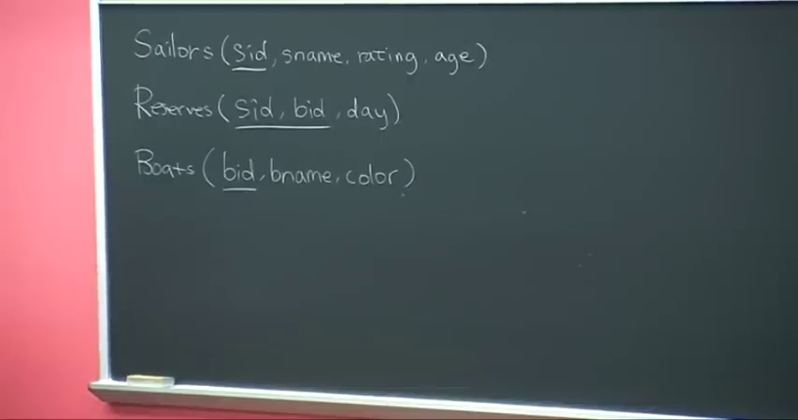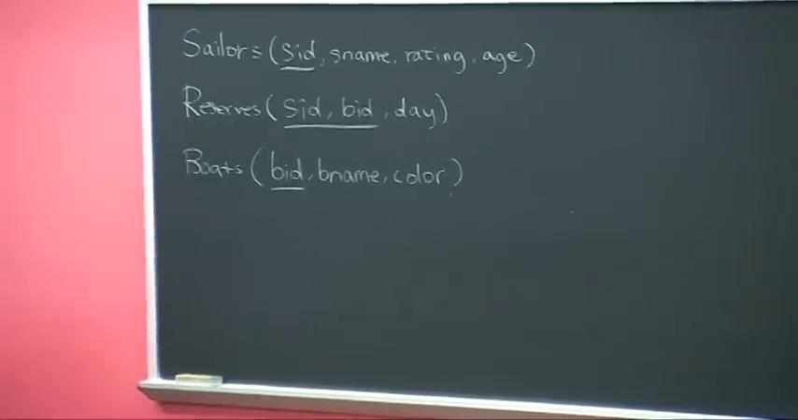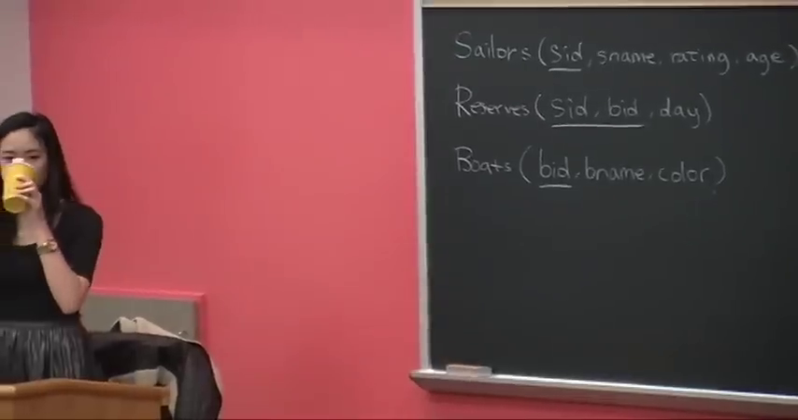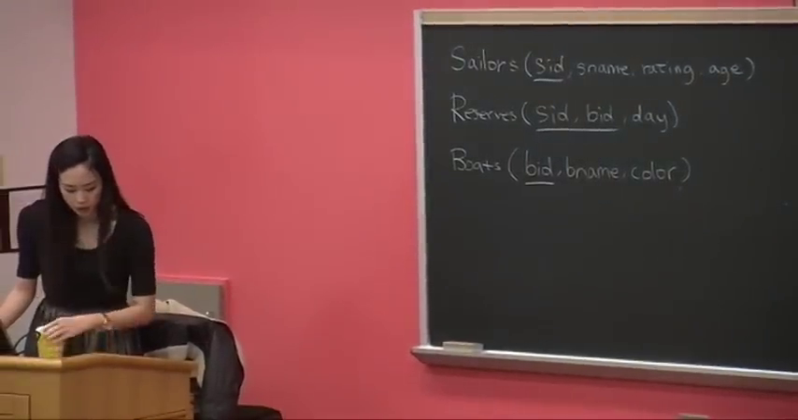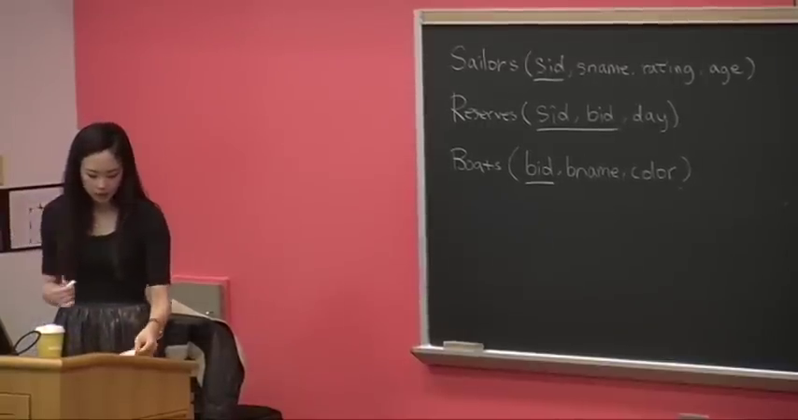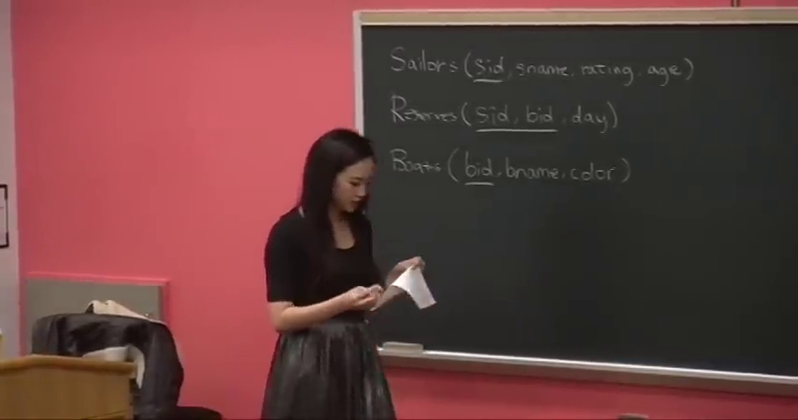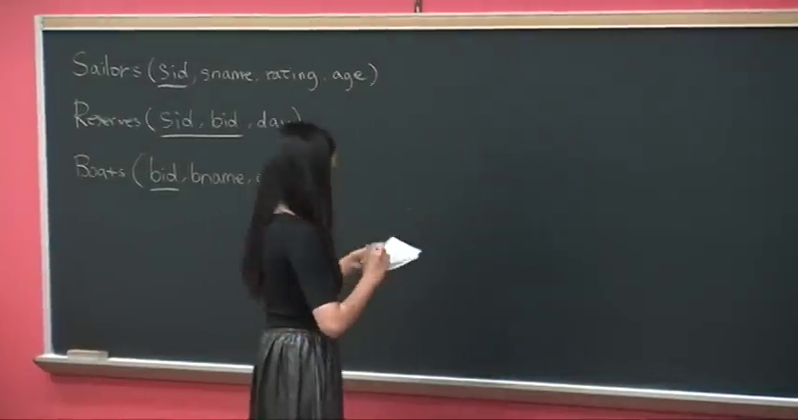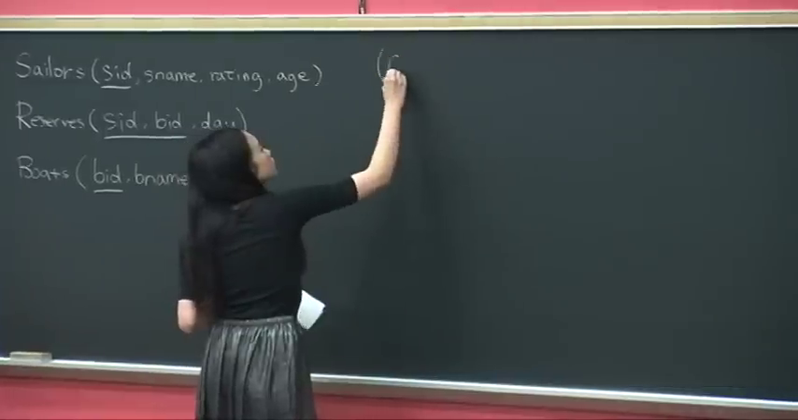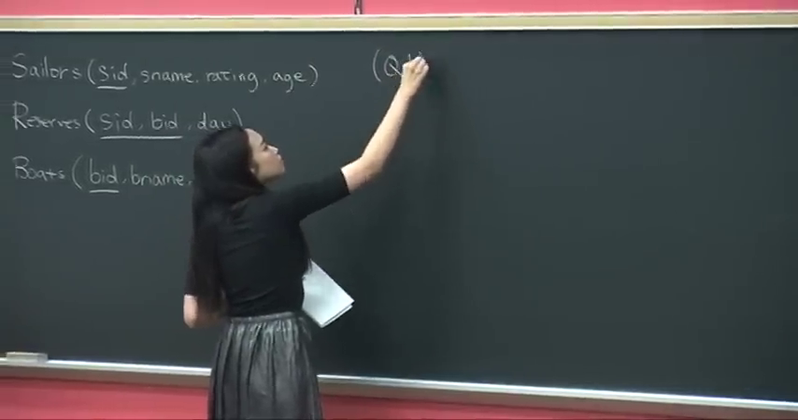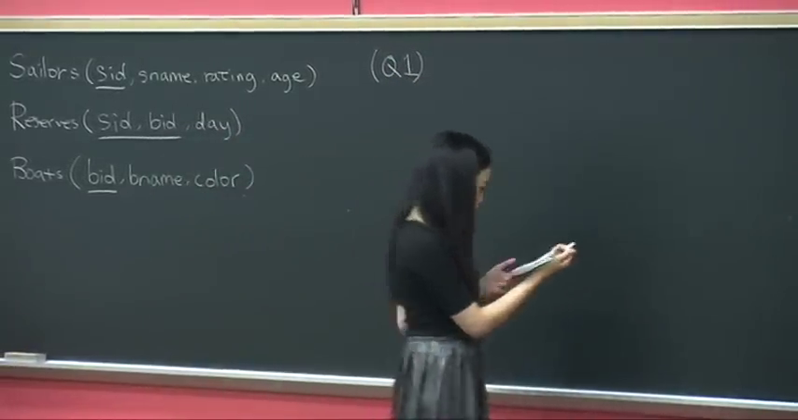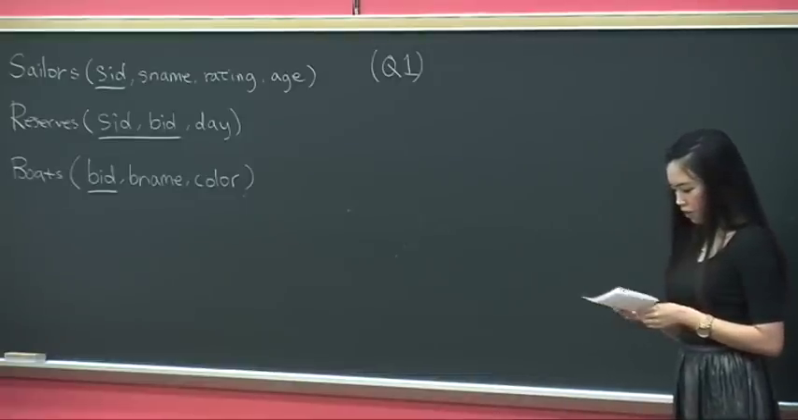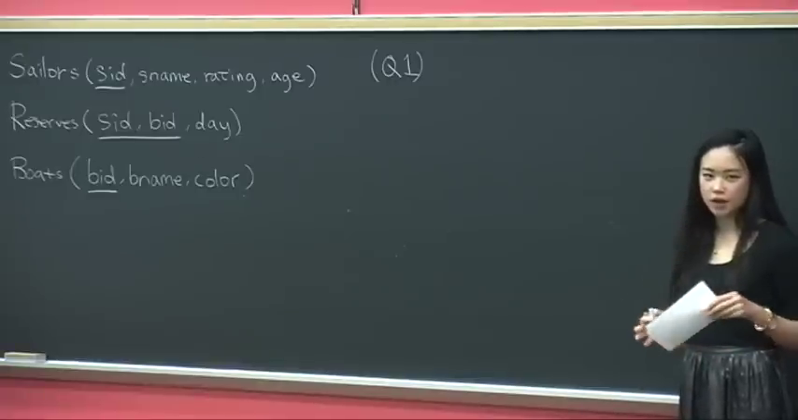So for the first one, we want to find the names of sailors who have reserved boat number 103. You can try to write down what you think, and we'll work on this together. All right, any thoughts of how we should start?